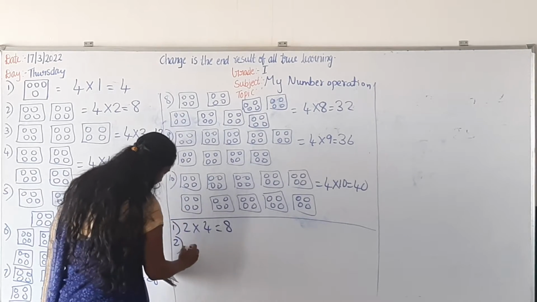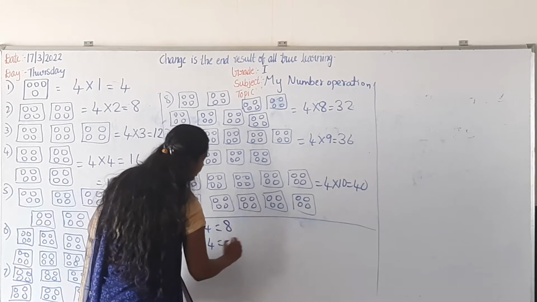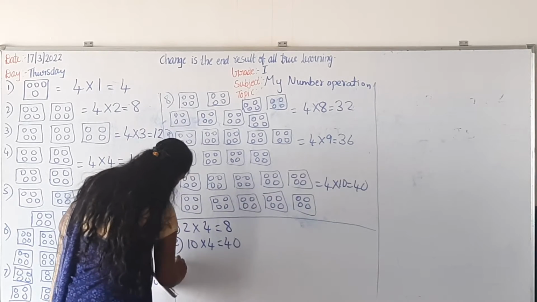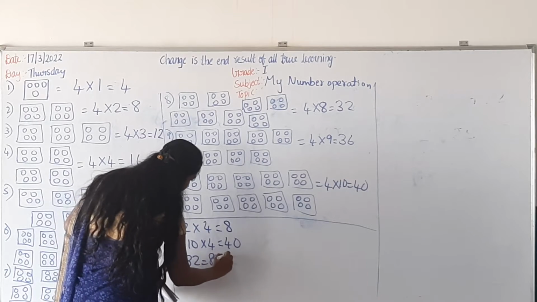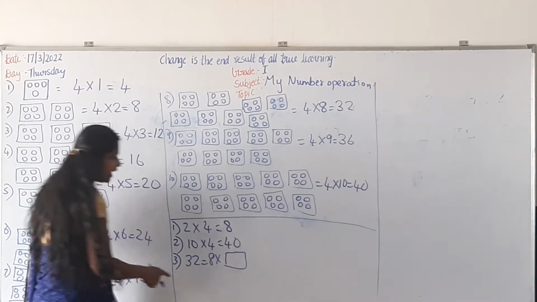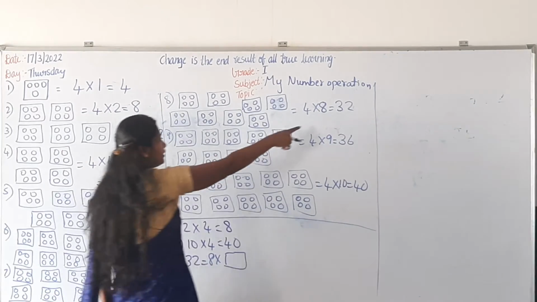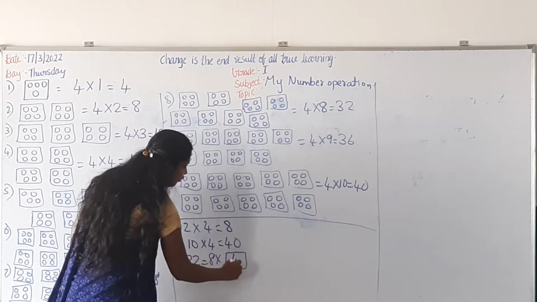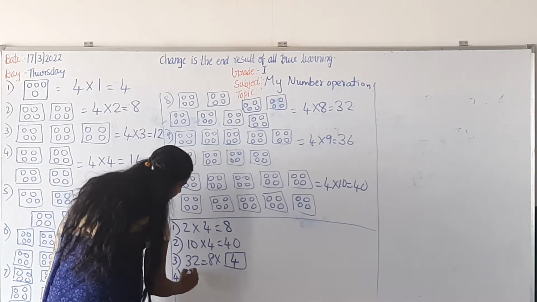8. Second one, 10 into 4. Where is 10 into 4? Here. 40. Third one, 32 equals 8 into dash. Where is 32? Here. So what is the missing number? 4.